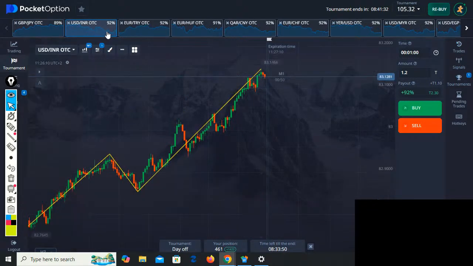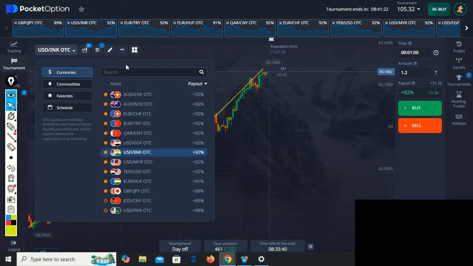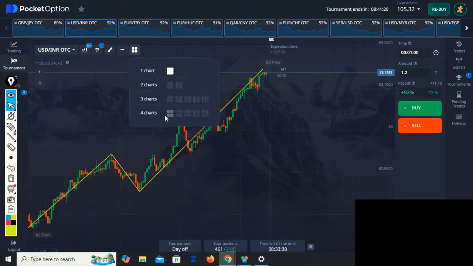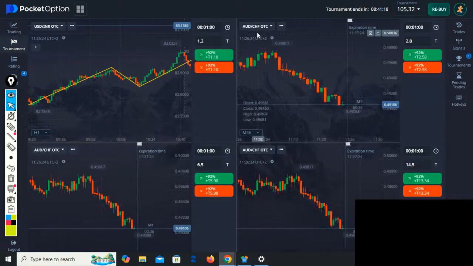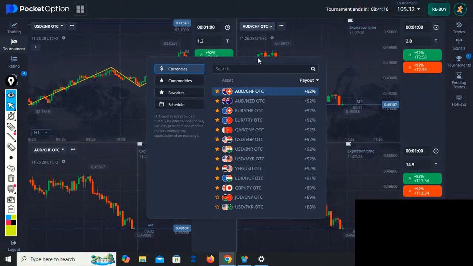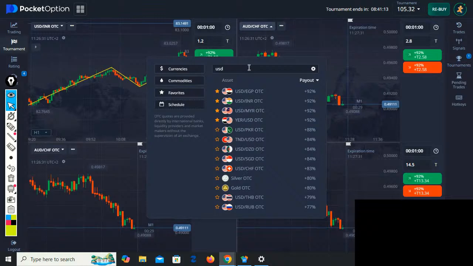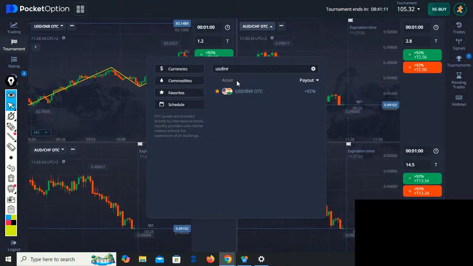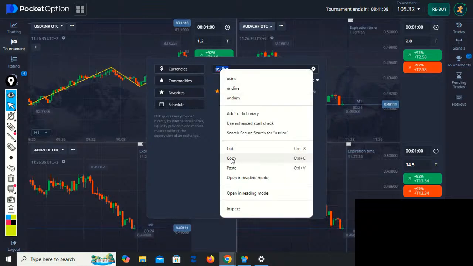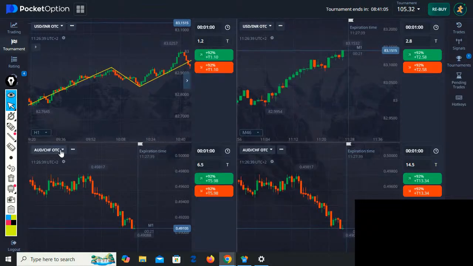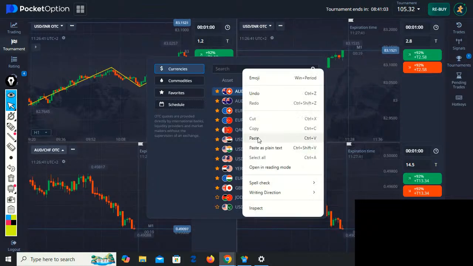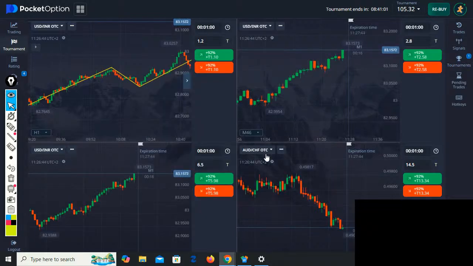We need something that has a clean and clear trend. I'll try it from the upside. So we'll take two sells at the beginning and then we take buys. This is nice. Let's activate the four chart window. USD INR. So adjust all four windows to have the same pair.